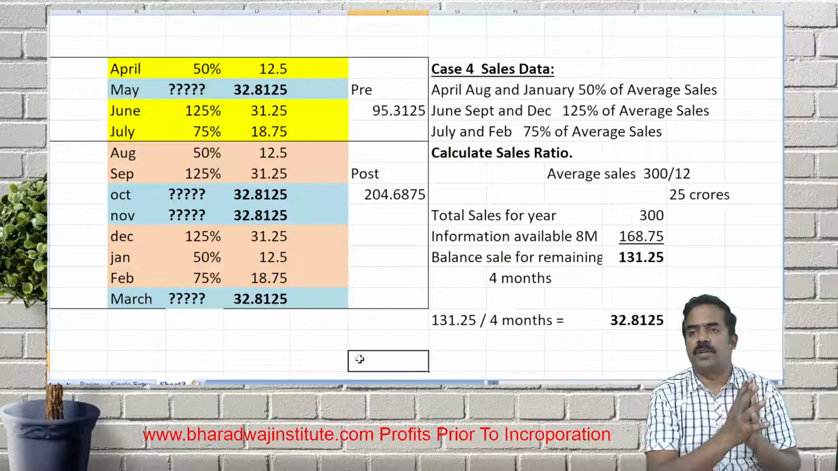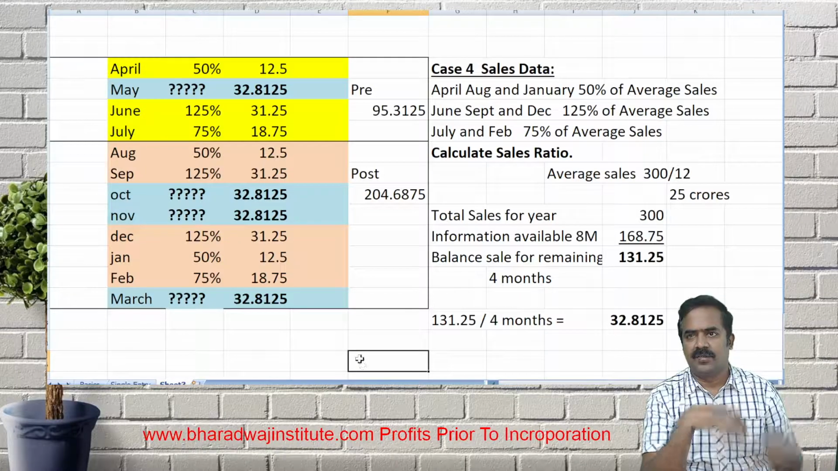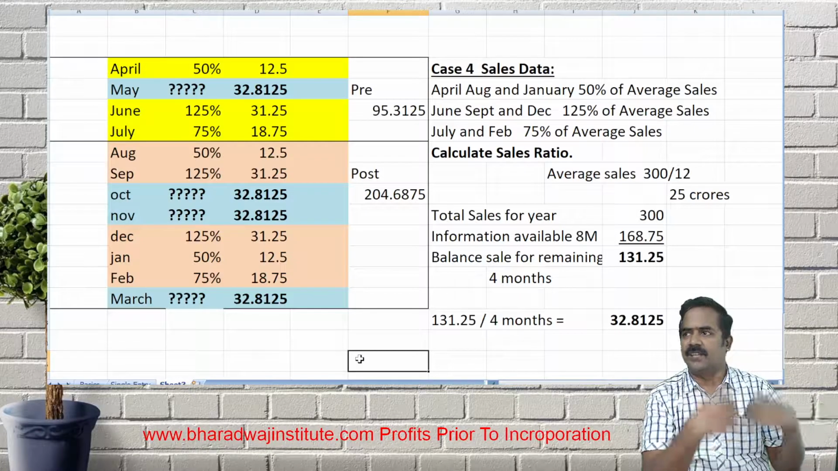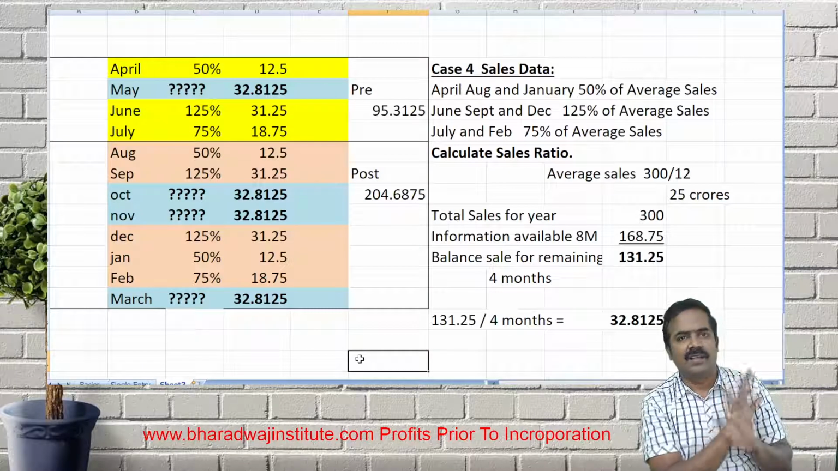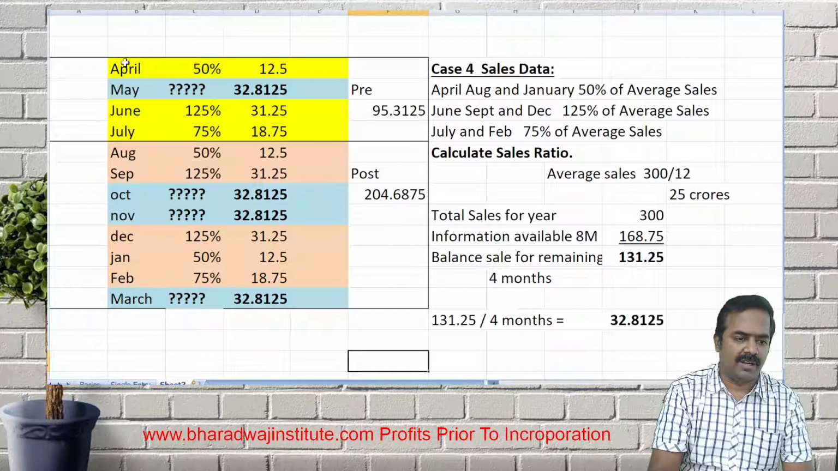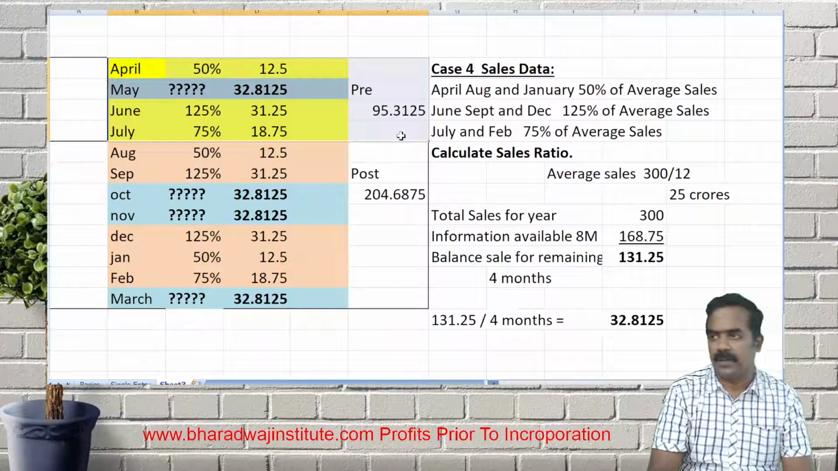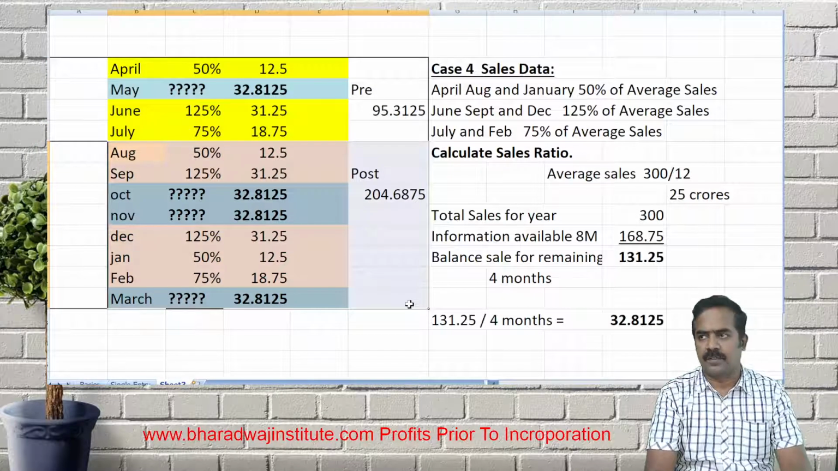Data may, from this you should understand, data may be given in any order. First 6 months, next 6 months, first 8 months, last 4 months, like that. The data may be given in any order, but we have to ensure that at the end we work out the ratio for the pre-incorporation and what? Post-incorporation period.